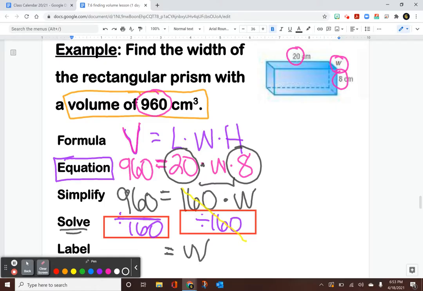And on the other side, 960 divided by 160 ends up giving a value of 6. Now it's time to label. Remember, I'm filling in this mystery width.